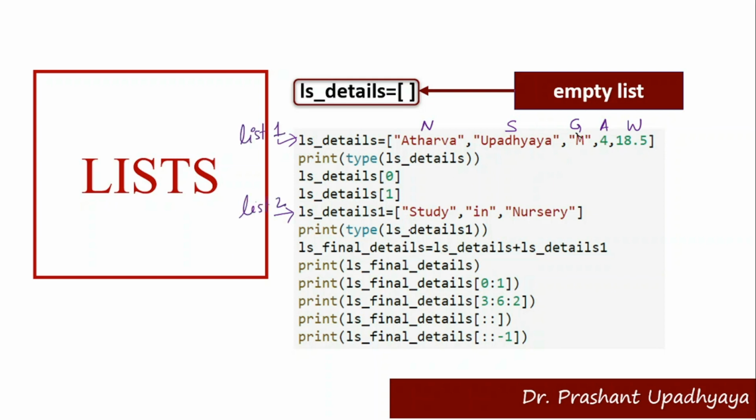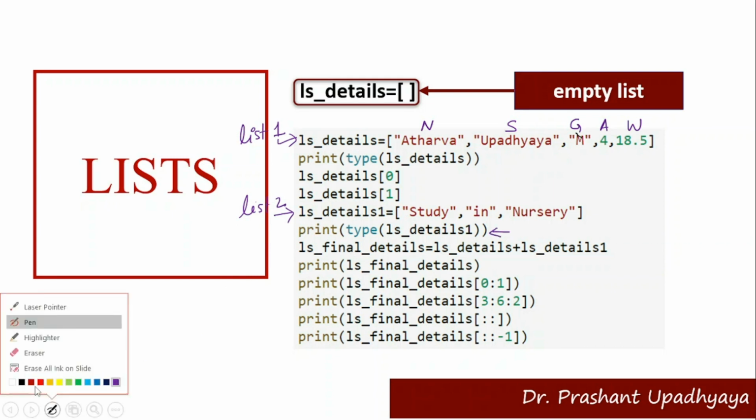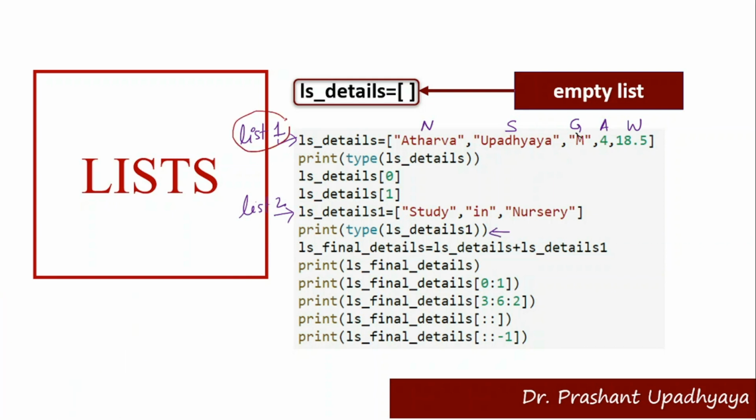And now I am also again printing the type of ls detail. Now what I'm doing, finally, is connecting both lists. I'm connecting list 1 and list 2. That means I'm adding list 1 and list 2. So here you can see that I'm performing an add operation on the list, that ls underscore final underscore details is equal to ls underscore details plus ls underscore details s1.